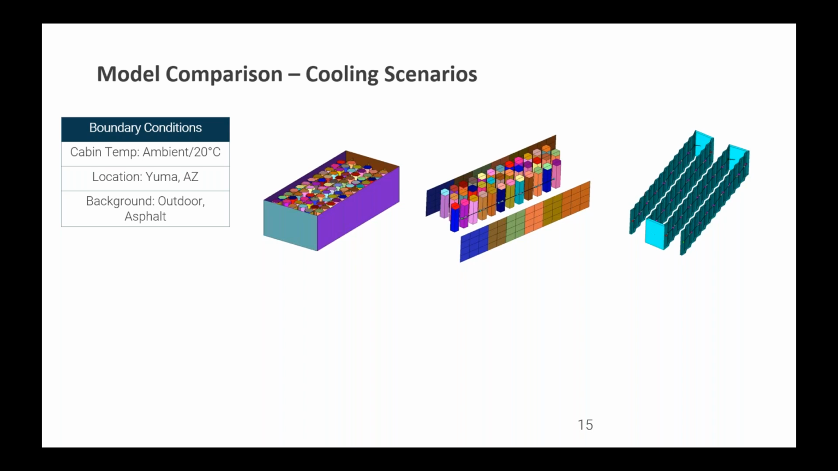And we have a background which is outdoor and asphalt. So the pack receives a lot of radiation from the hot asphalt underneath the car, and also incident solar radiation from the sun. It also has radiation heat exchange with the environment, like the sky and so forth. So this is a fully natural weather environment that's being considered.